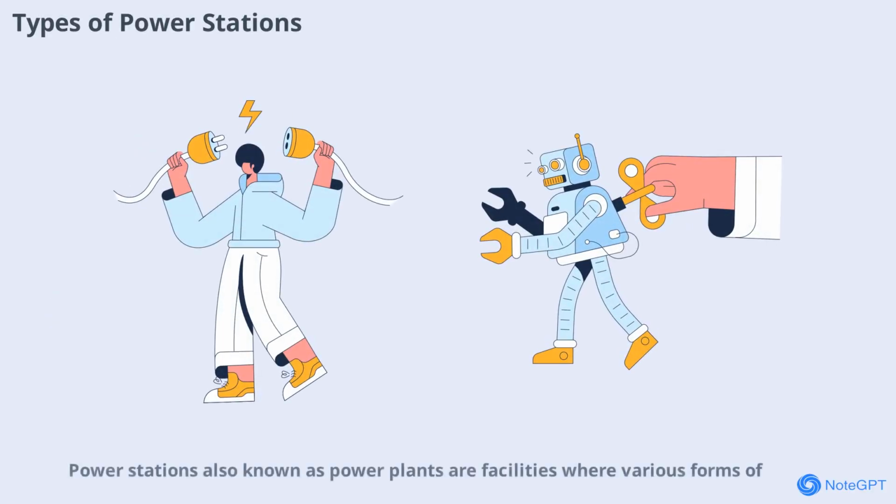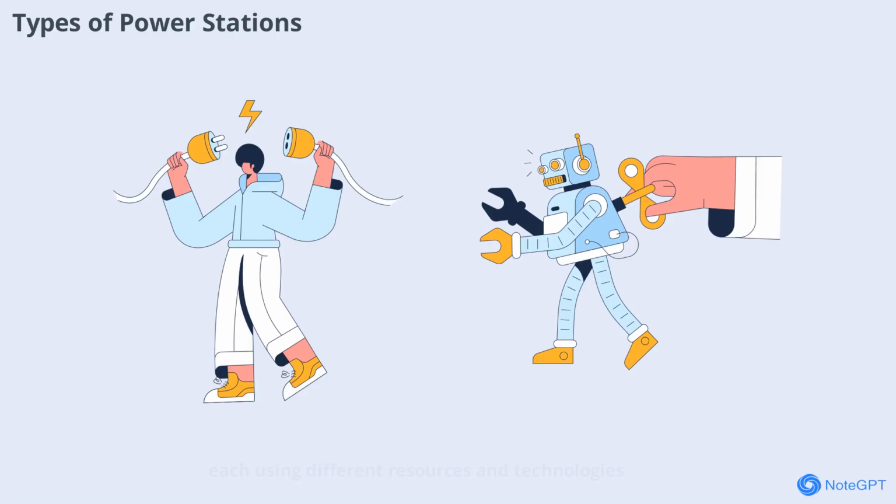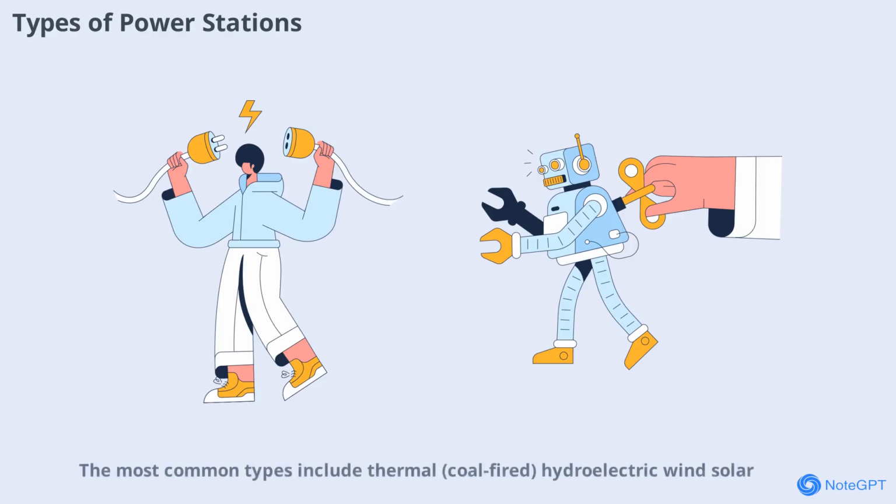Power stations, also known as power plants, are facilities where various forms of energy are converted into electrical power. There are several types of power stations, each using different resources and technologies. The most common types include thermal coal-fired, hydroelectric, wind, solar, and nuclear power stations. Each type has its own working principle and unique advantages, which we'll explore in the next few scenes.